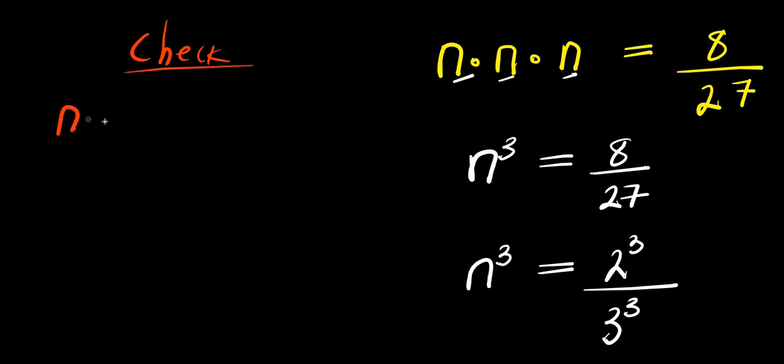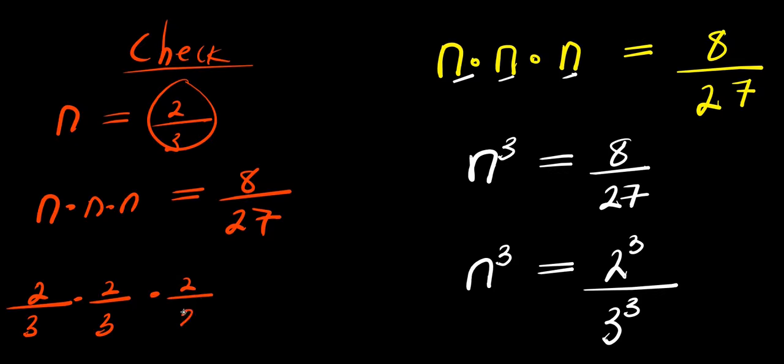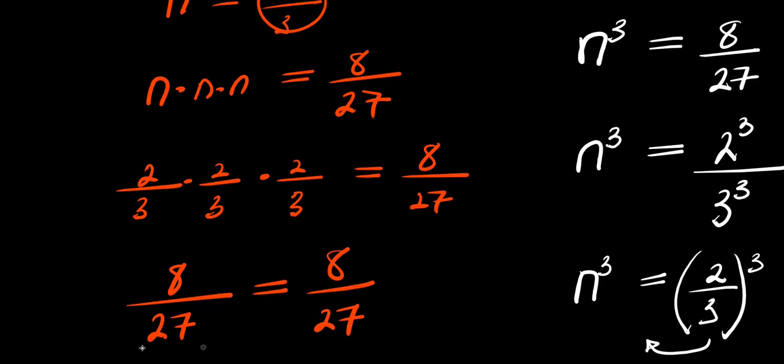And we check. n equals 2 divided by 3. This is n times n times n equals 8 over 27. And n is 2 over 3, so we have 2 divided by 3 times 2 divided by 3 times 2 divided by 3 equals 8 over 27. So from here, you can simply have 2 times 2, 4 times 2, this is 8, divided by 3 times 3, 9 times 3, this is 27, which is the same thing as 8 divided by 27. Both sides are now the same.